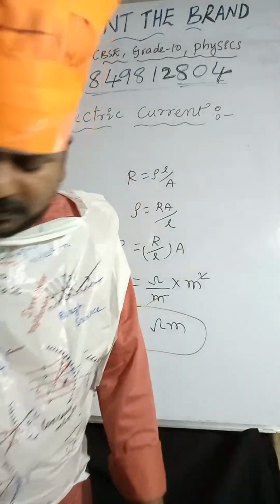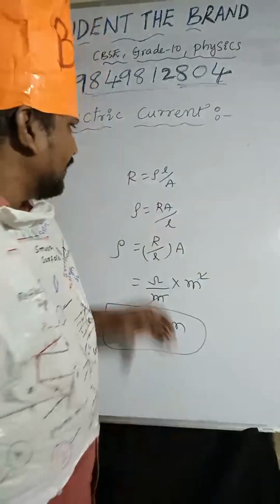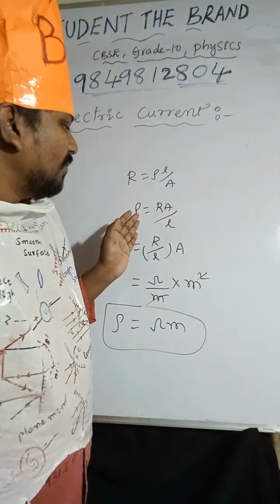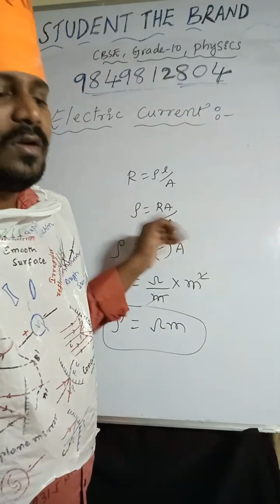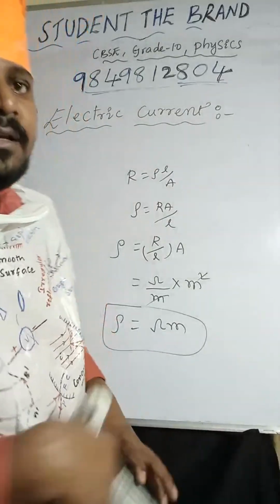Very nice. So that's enough. Define the resistivity of a material, give its SI unit. Resistivity is equal to resistance of the material per unit length and unit cross section area. So SI unit of resistivity is ohm meter, right?